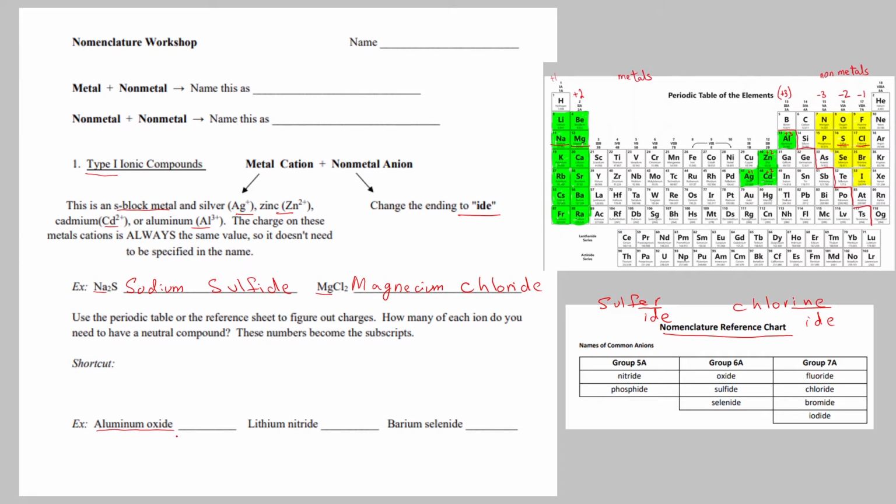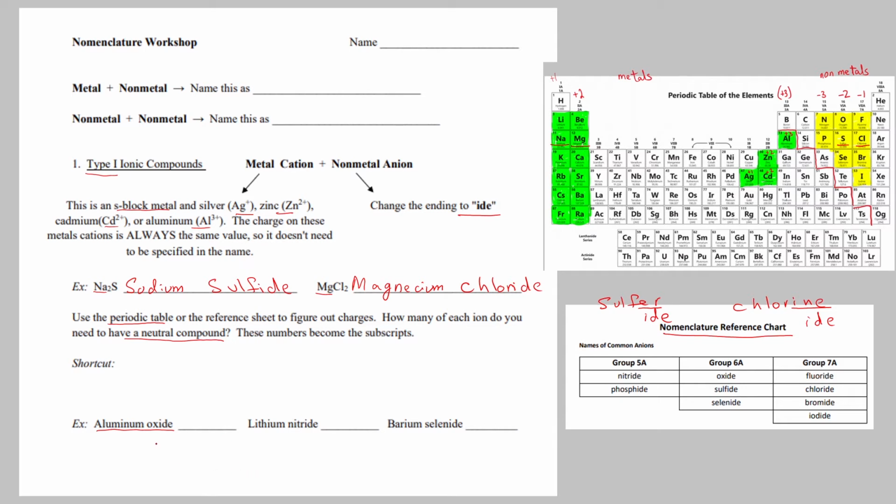Now let's see if we can go in the opposite direction and write the formula from the name. If the name is given, you should be able to write the formula, and this is where it is important to know the charges of the elements. You will be using the periodic table to find the charges, and you have to make sure that at the end you have a neutral compound, and this will affect what the subscripts will be.